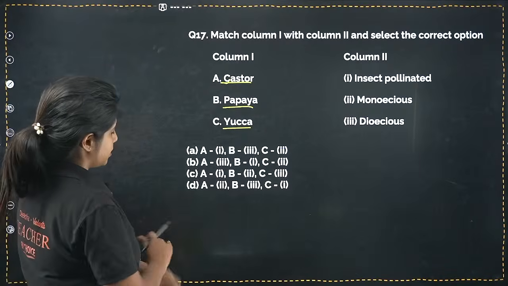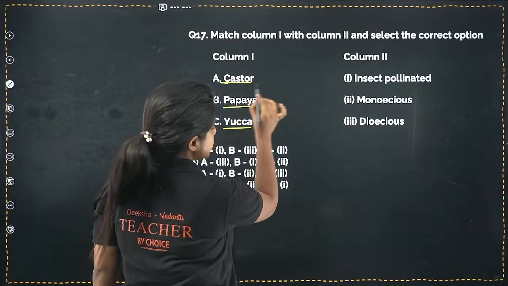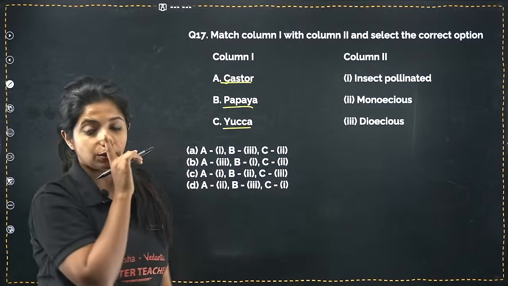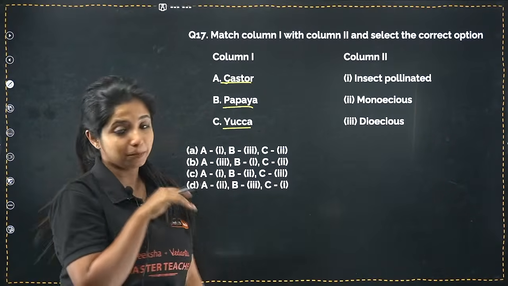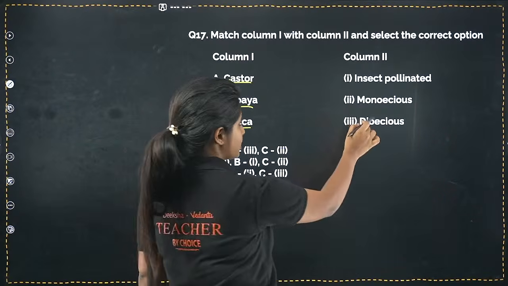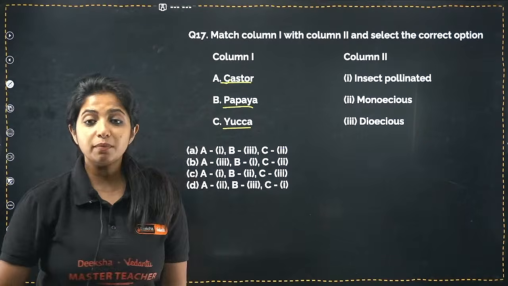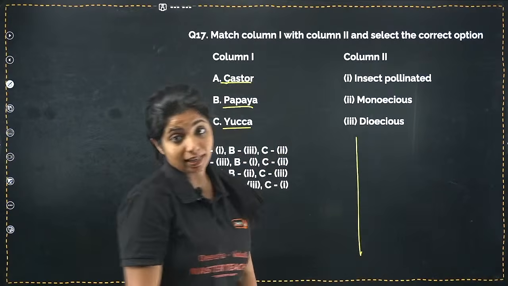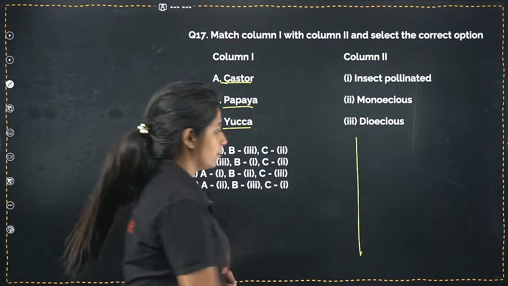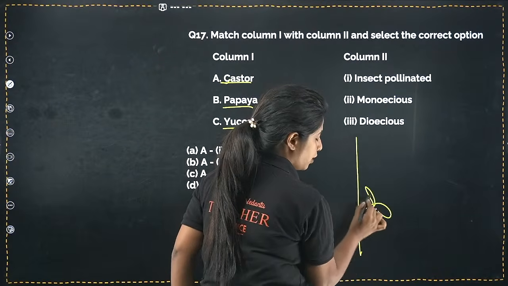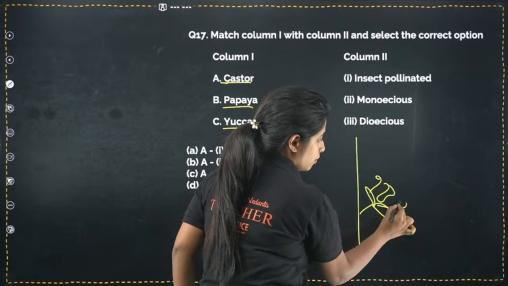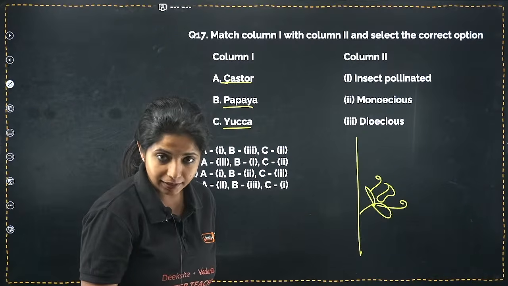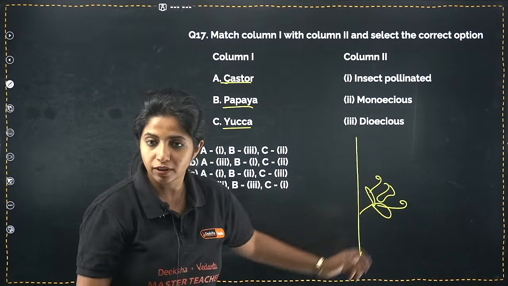But let me see what is the correct answer. Castor we just discussed, it is what? It is going to be a dicot. Is that mentioned over here? No. What is mentioned over here? Monoecious, dioecious, and insect pollinated. What do you mean by monoecious? Monoecious means a plant that has both the sexes. That means it can be a condition like this where the flower is having both female and male part in a flower like that.